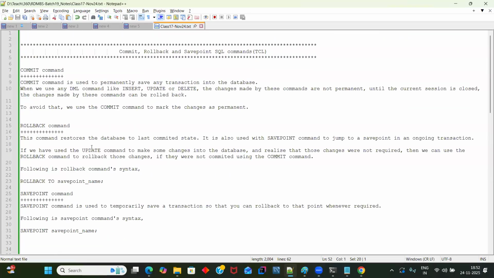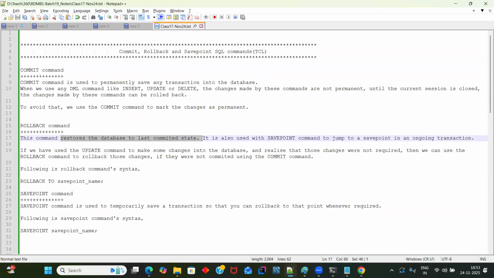So these are the three commands. If you see the definitions also, they are very straightforward. What commit will do is, it is used to permanently save any transaction into the DB. And what does rollback do? This command restores the database to the last commit state.